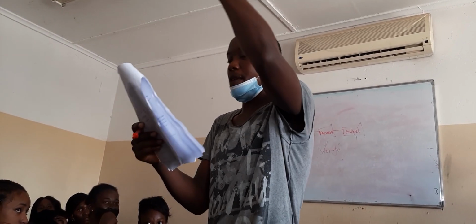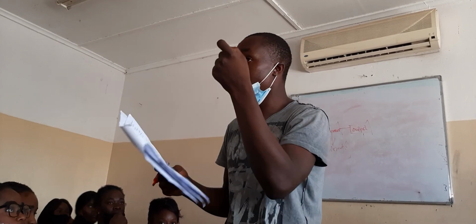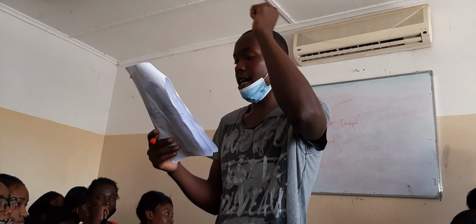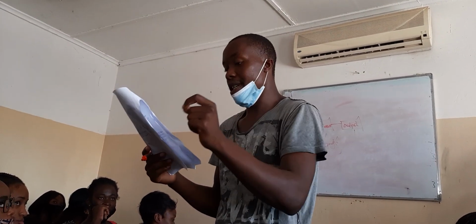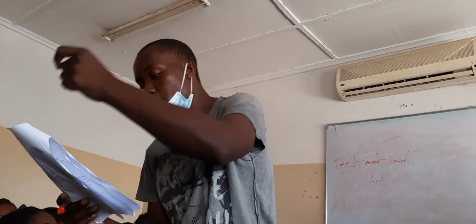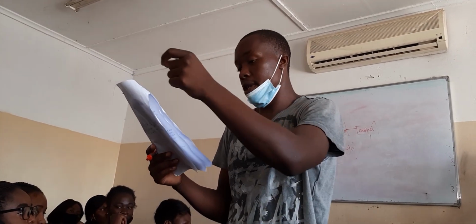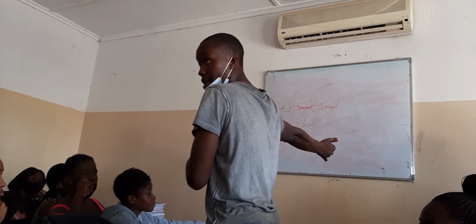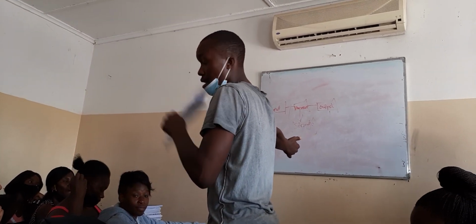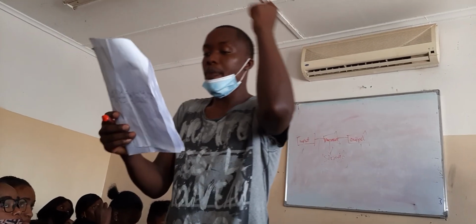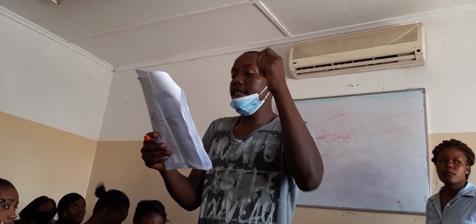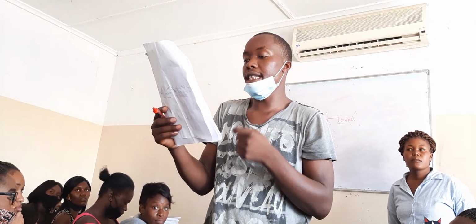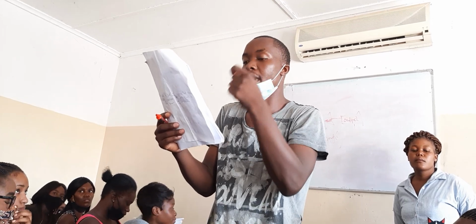Functions of the processor. One, to direct the performance of all the other computer units. I repeat, to direct the performance of all other computer units. Which other units am I talking about? The input and the output. The processor does this by issuing specific instructions to the other units indicating what and how they must do it.